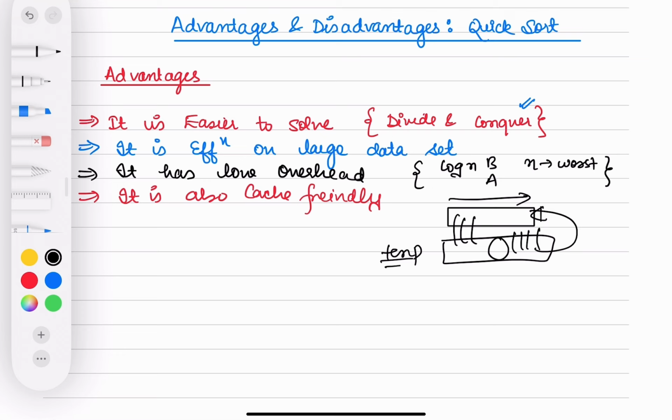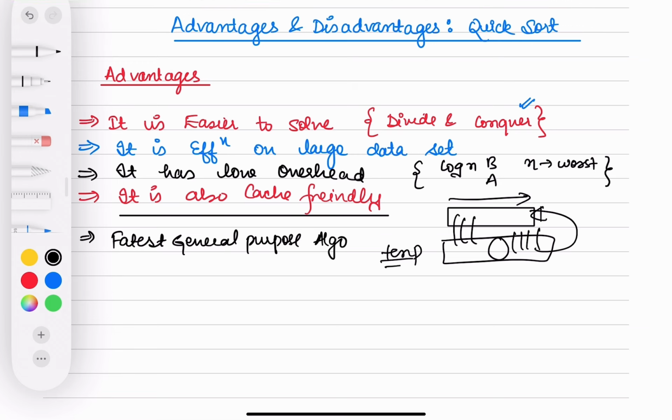That is why it is cache friendly, as we work on the same array to sort and do not copy data to any auxiliary space. We just swap, right? It is also called the fastest general purpose algorithm when we don't need stability. That is why it is the fastest general purpose algorithm, because it works on the largest data sets also, and we do not need stability here.